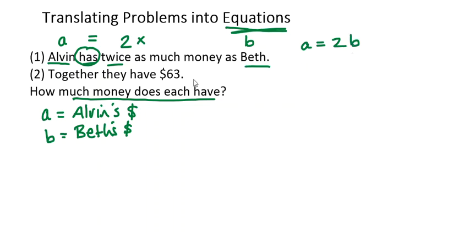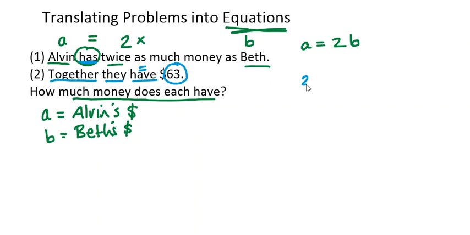Okay, now let's look at our second equation. I'm going to change pens here. Our second sentence, together they have $63. So together, what kind of operation is that? Together. They would be Alvin and Beth. So Alvin and Beth together have, right? That's like has. So together they have $63. So that looks like the have is the equal sign. And then there's 63. And together, I hope you are thinking or yelling at the screen, that stands for addition.